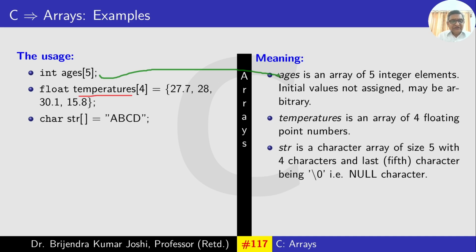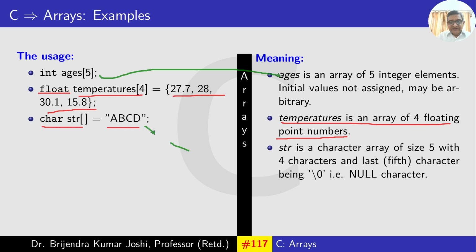Here temperatures is an array of 4 floating point numbers, so these are the values separated by commas and closing brace, semicolon. So temperatures is an array of 4 floating point numbers. Now the next example, char str[] = "ABCD"; within double quotes A, B, C, D. So this is a character string. So it is an array of type character.